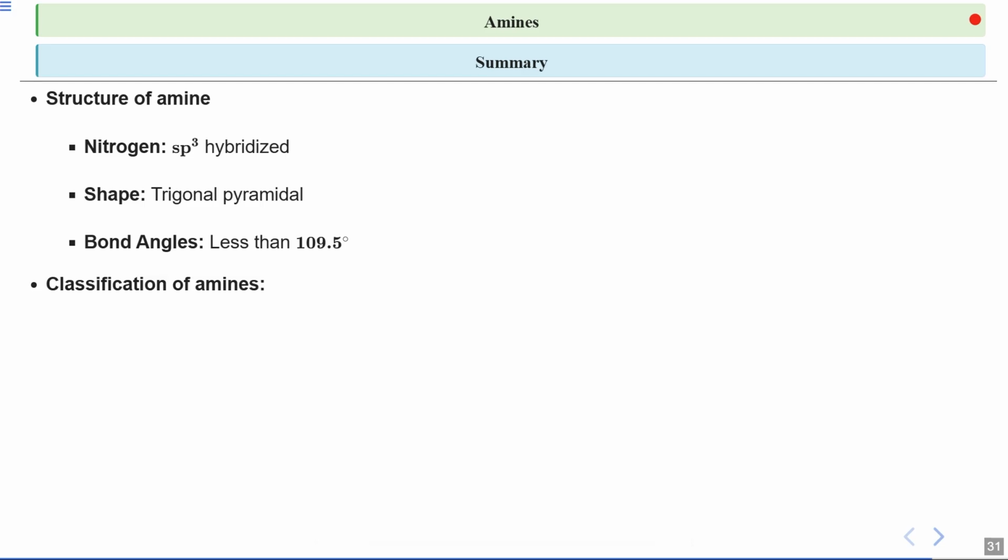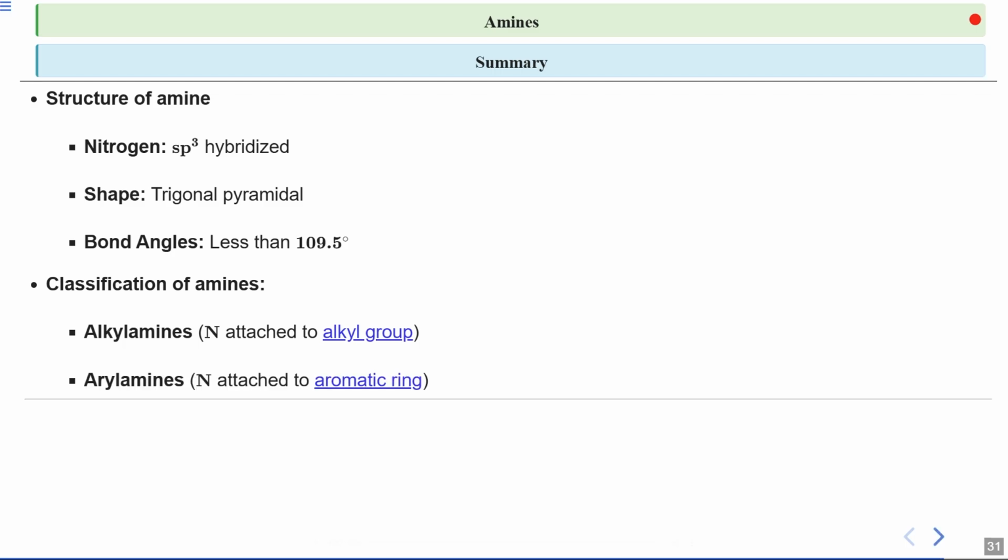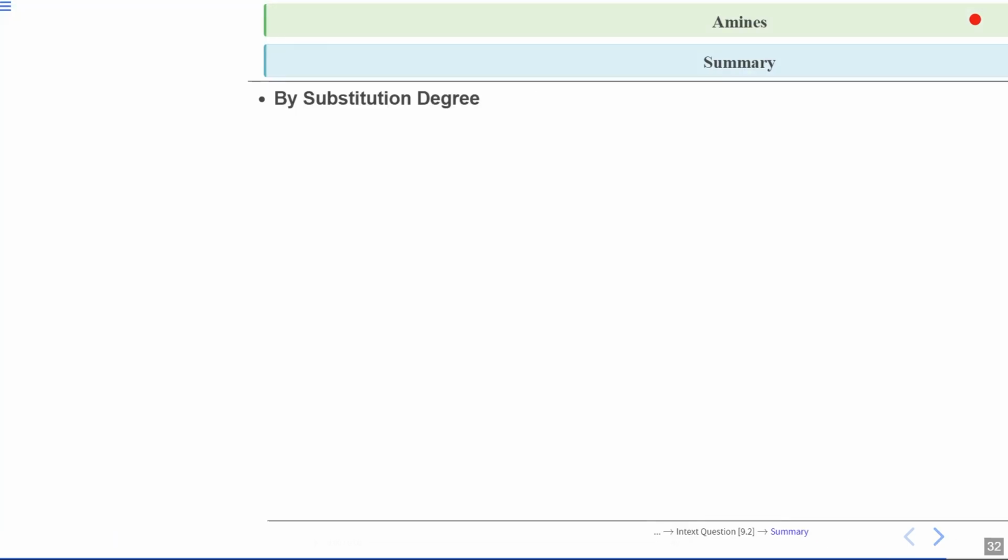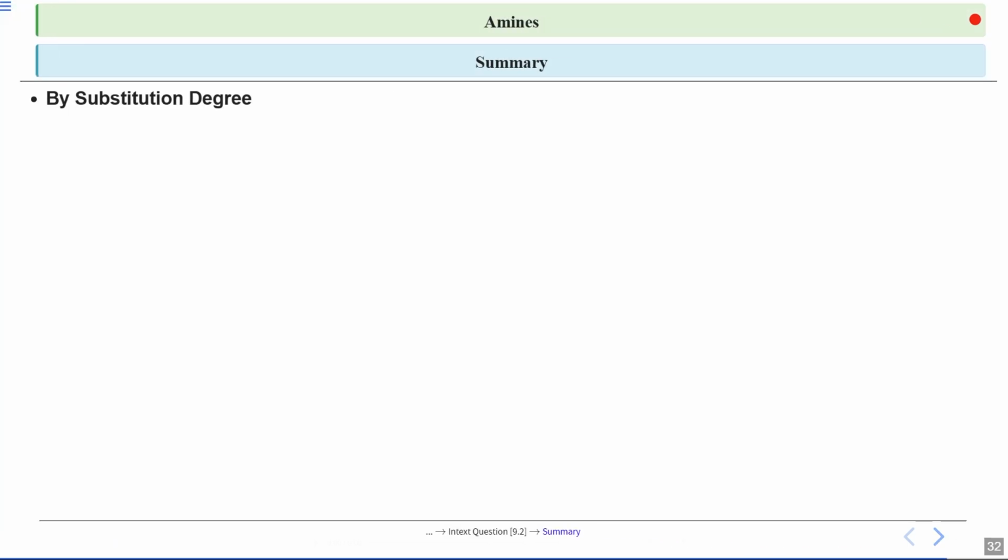Next, we discussed the classification of amines. First, we discussed alkyl amines. In these compounds, the nitrogen is attached to an alkyl group, for example, methylamine. Next is aryl amine. In this, nitrogen is attached to an aromatic ring. Then by substitution degree, we discussed primary amines. In primary amines, only one hydrogen atom from ammonia is replaced by an alkyl or aryl group.